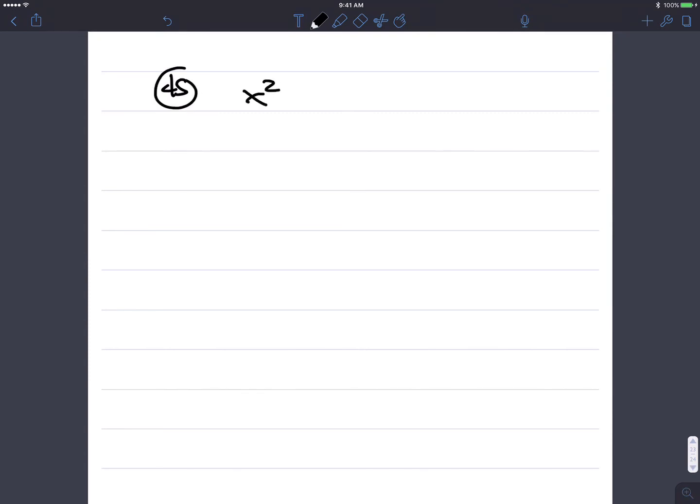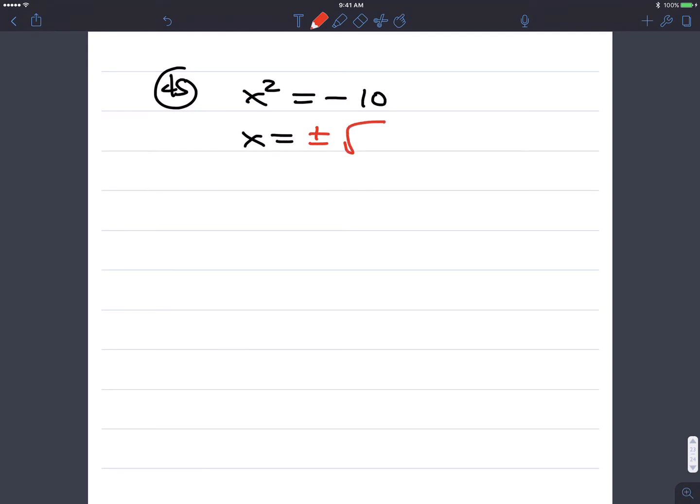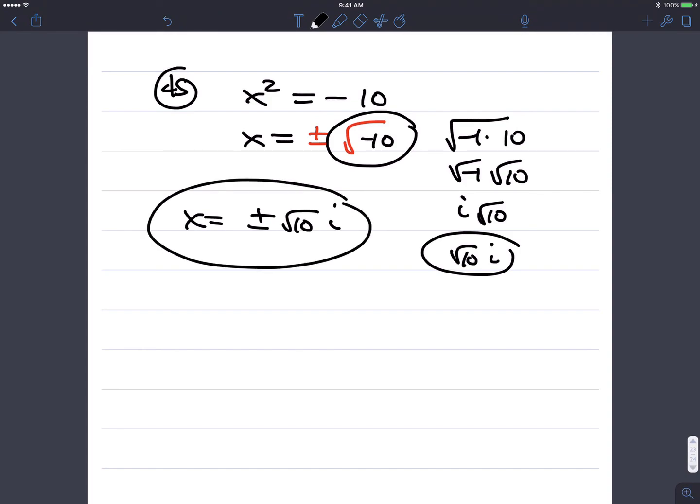Problem 45. x squared is negative 10. So x will be plus or minus the square root of negative 10. We're going to simplify this radical as negative 1 times 10, using the square root formula, or the square root principle, and I get the square root of 10 i. x is plus or minus the square root of 10 i. And we're done.